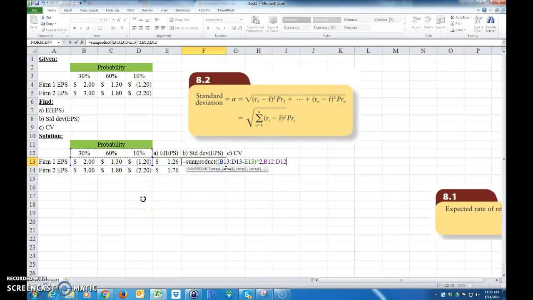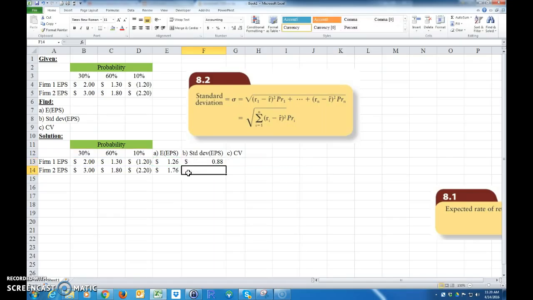Again, I'm going to F4 because I want to copy the formula down. And then the last thing I've got to do is take a square root of everything. So I'm going to go right here before the sum product. I'm going to type SQRT and a parenthesis. I'm going to hit the END key to go to the back of the formula and close the parenthesis, and hit enter. And I put the standard deviation.